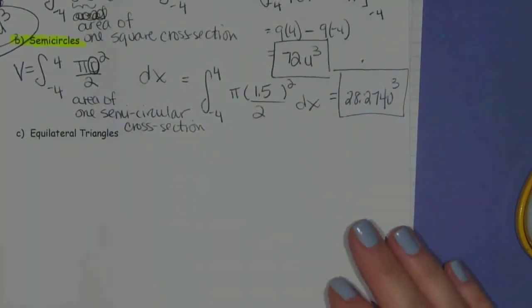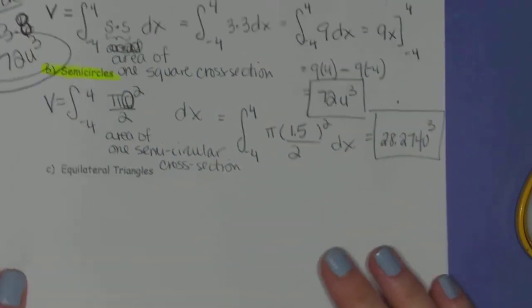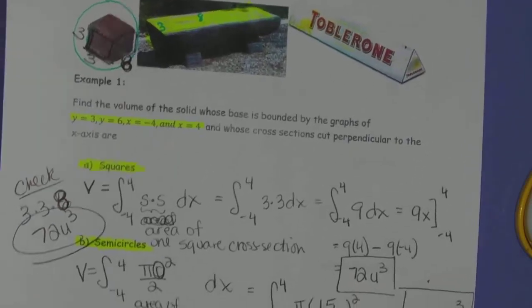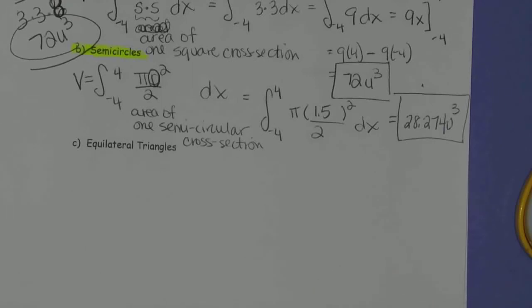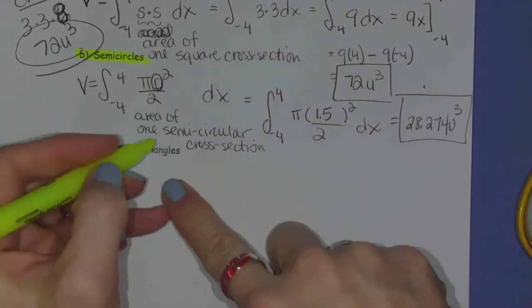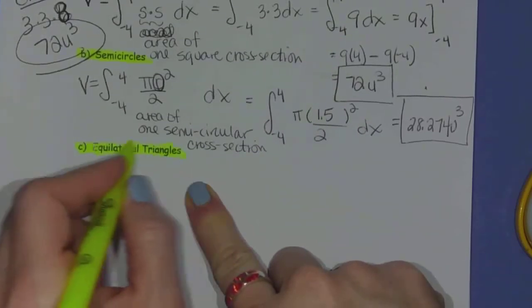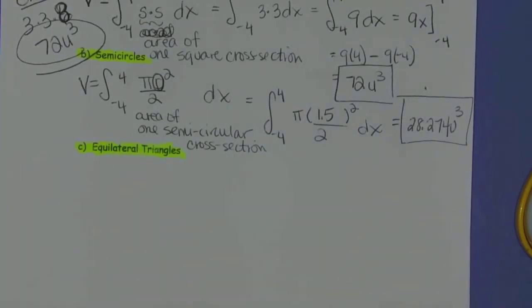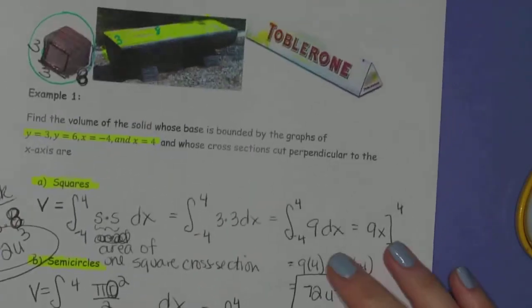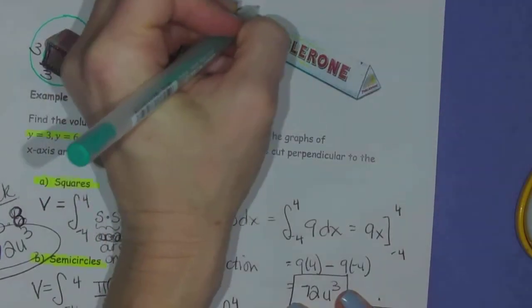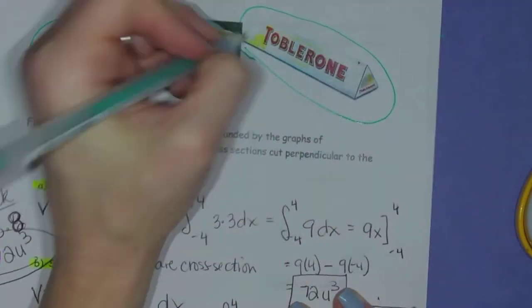Okay? Final problem here on this first example. Same base. We're still going with a rectangular base, but now our cross sections cut perpendicular to that base are equilateral triangles. Now, I don't know if you ever heard of this candy, but there's this fancy candy, I think it's kind of expensive, called Toblerone. This really is real, okay?